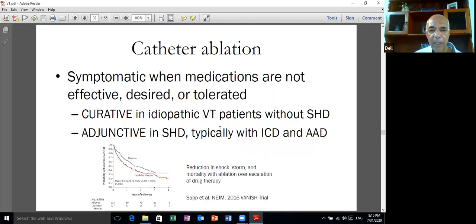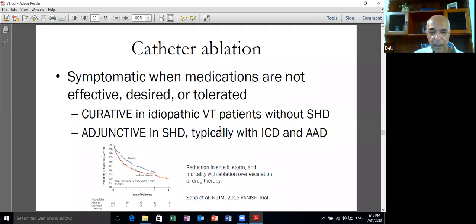Now, catheter ablation is usually used for symptomatic patients when medications are not effective, are not desired, or are not tolerated. It is curative in idiopathic ventricular tachycardia, the two types that I alluded to a while ago, without the presence of structural heart disease. But catheter ablation is adjunctive in the presence of structural heart disease, typically in association with ICD and antiarrhythmic drugs.